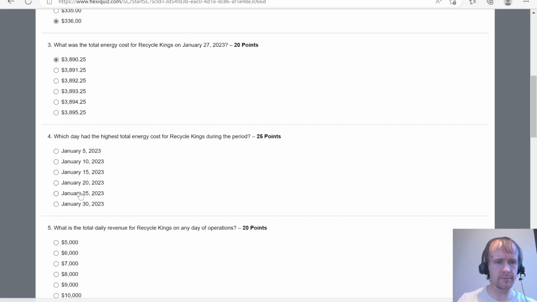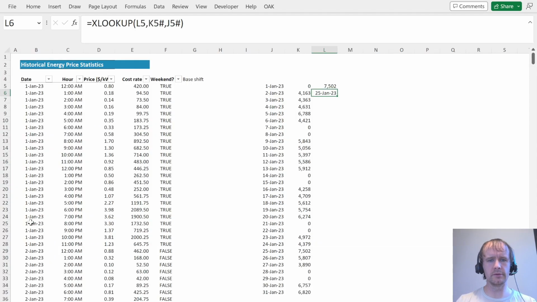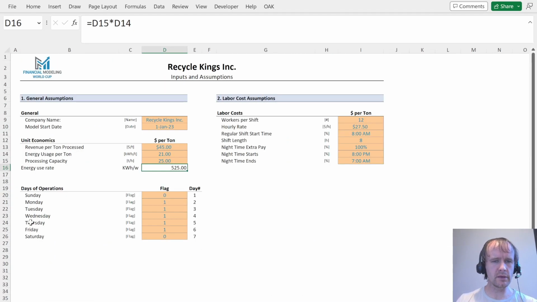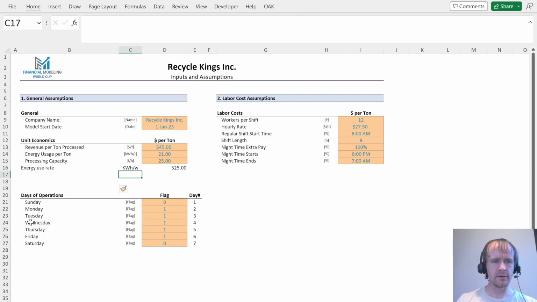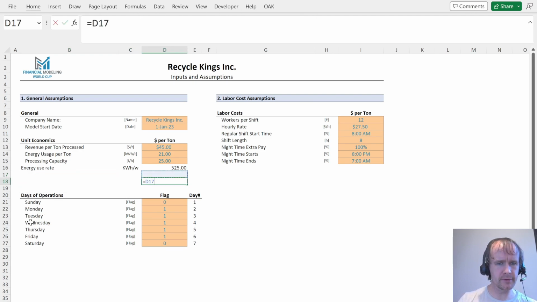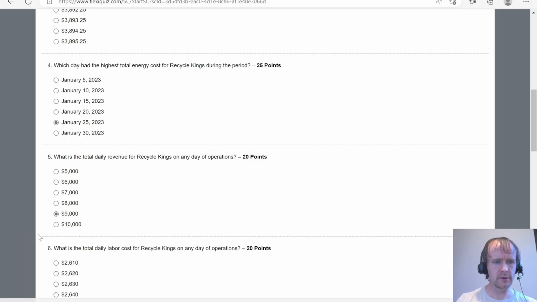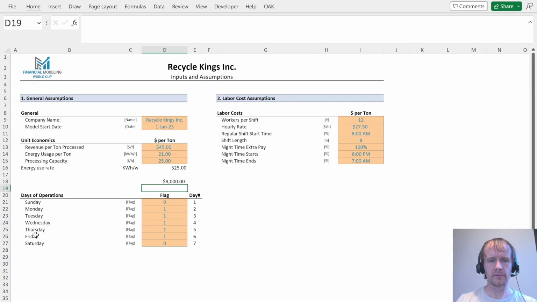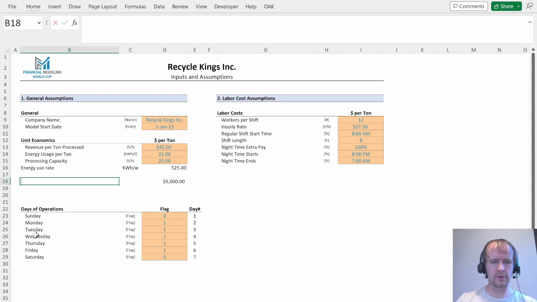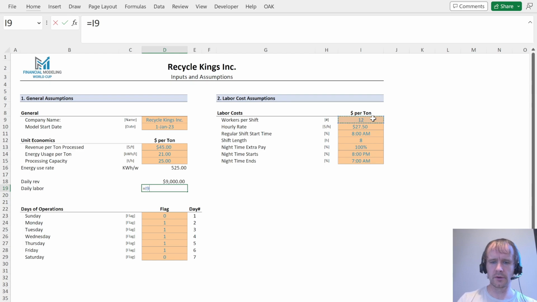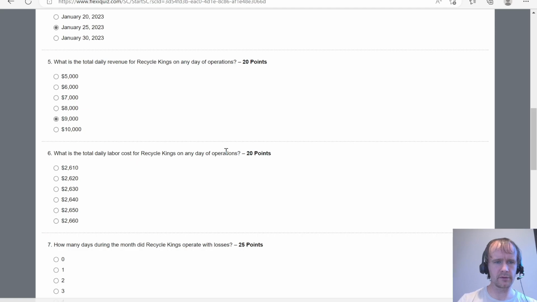Total daily revenue. Okay, well, it's just that per ton times this many tons per hour times 8 hours, $9,000. Total daily labor cost. Daily rev, daily labor. So you have 12 workers times that, dollars per hour times 8 hours. I think that's it, 2,640.